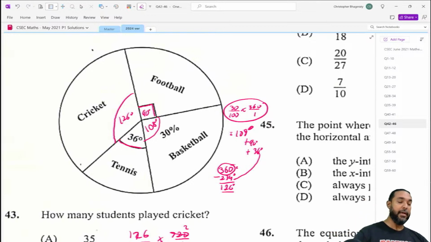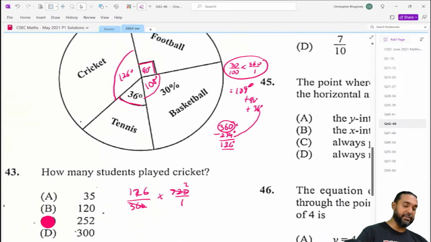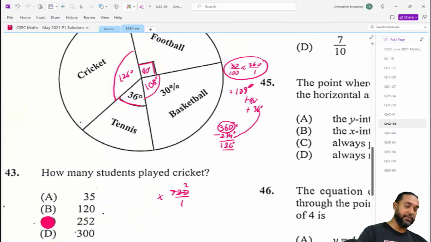Now, you're going to take that 126 and put it over the total angle in the circle, so 126 over 360. Correct. And then you're going to multiply that by the number of people. The total number of people is 720. And 360 goes into 720 exactly 2 times. And 126 by 2 is 252.